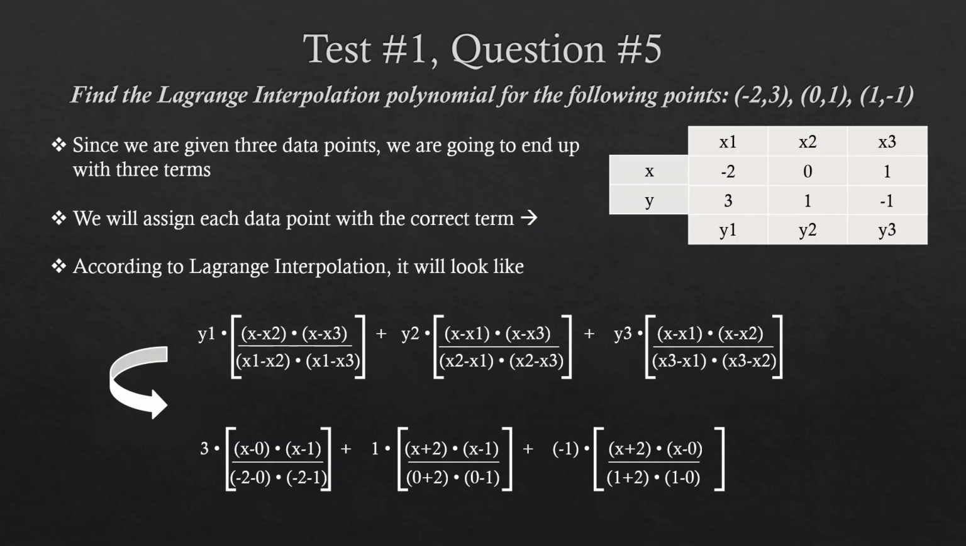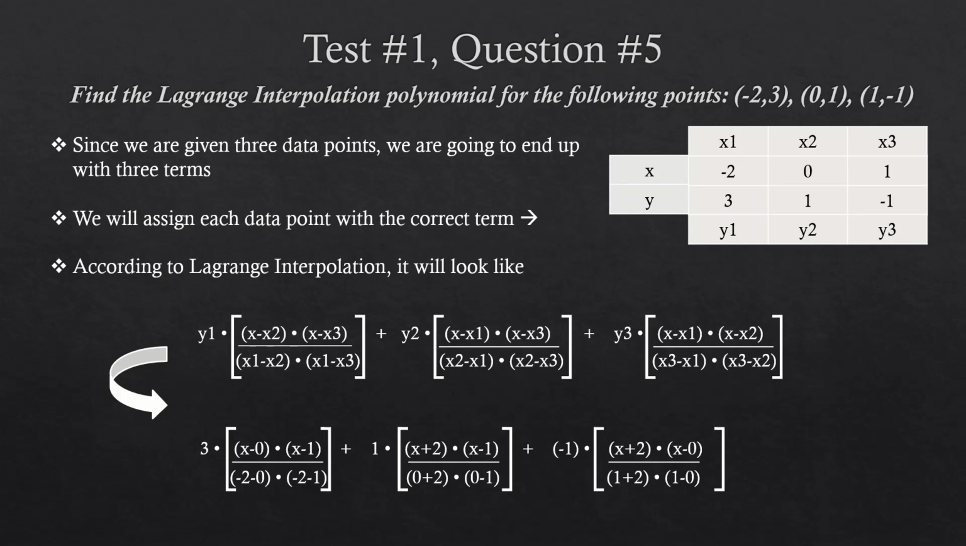Since we are given 3 data points, we're going to end up with 3 terms. We're first going to assign each x and y to its correct term. So we're going to take the first point, -2 and 3, and assign -2 to be our x1 and 3 to be our y1. And we will continue this with all of our given points. For the second point, 0 and 1, 0 will be our x2 and 1 will be our y2. And for the third and last point, 1 and -1, 1 will be our x3 and -1 will be our y3. And I included a table off to the side just to help get a better visual of what we're doing.